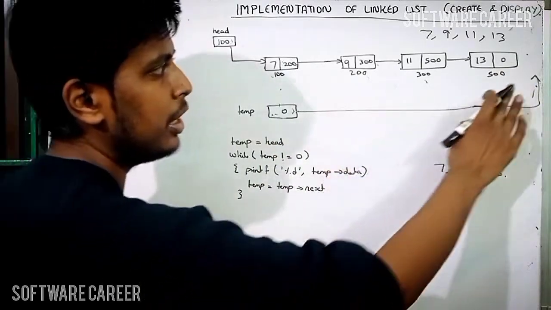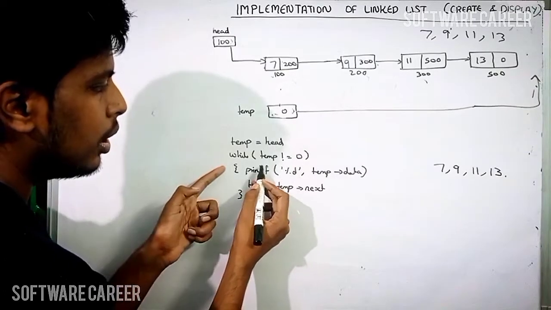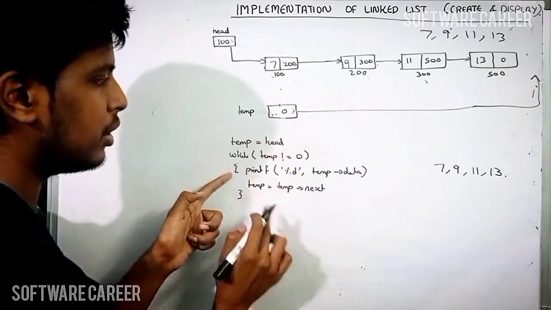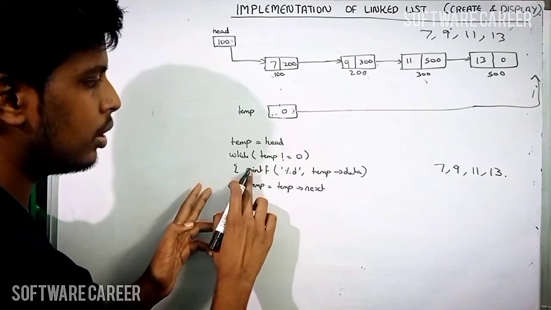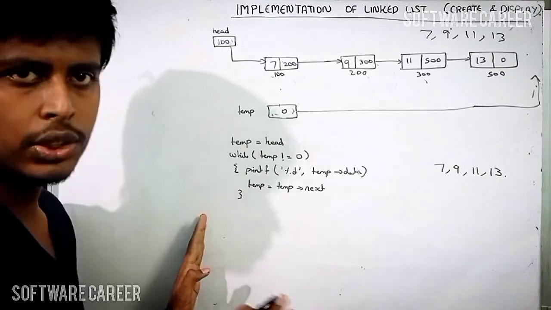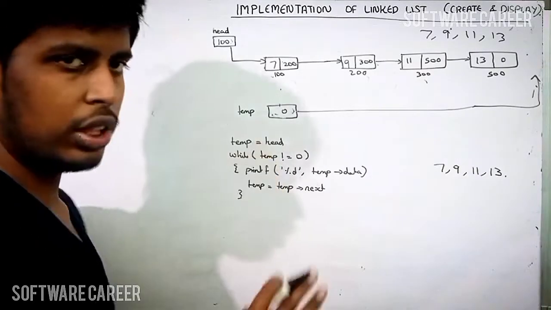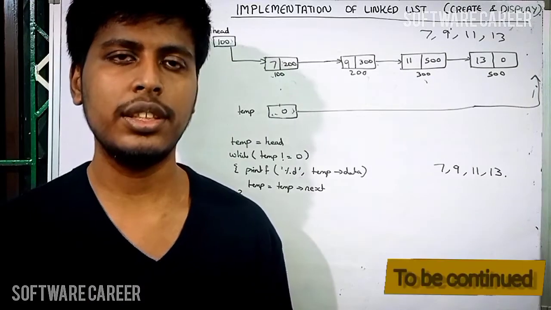You are not displaying any elements because no node is present after that. So now if temp is 0, it does not enter this condition and does not print the data. Now you have printed all the data, so that's why I'm writing while temp not equals to 0. This is how you should display all the elements present in the linked list.